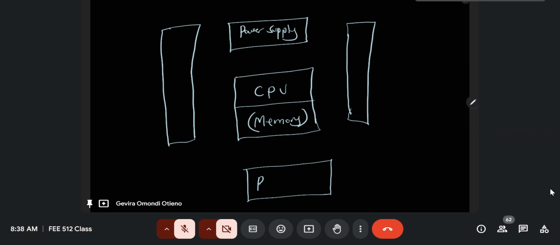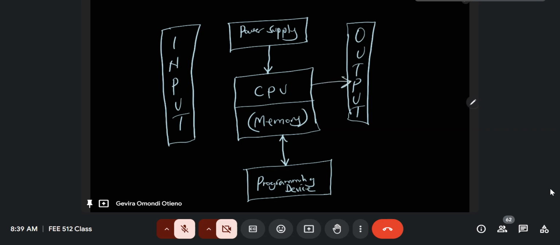And of course, you need a programming device. This programming device must be communicating bilaterally, not unilaterally, with the central processing unit. The power supply has a unilateral communication because it simply provides power in one direction to the CPU. That is it. But then the CPU needs to be connected to the inputs. So I could say this is the input, the input module. And of course, you've got the output module, connected to the CPU. The input is also connected to the CPU.